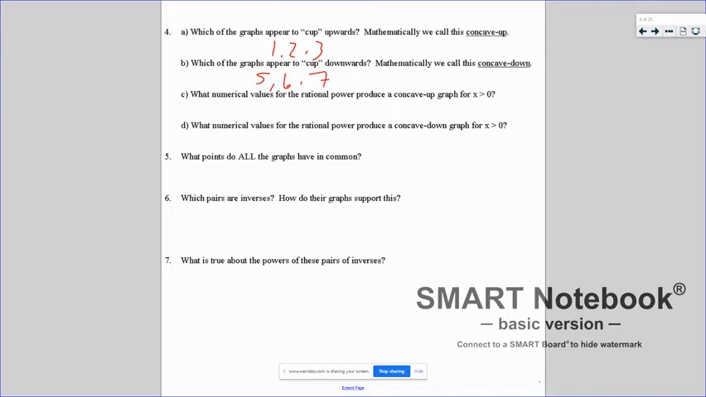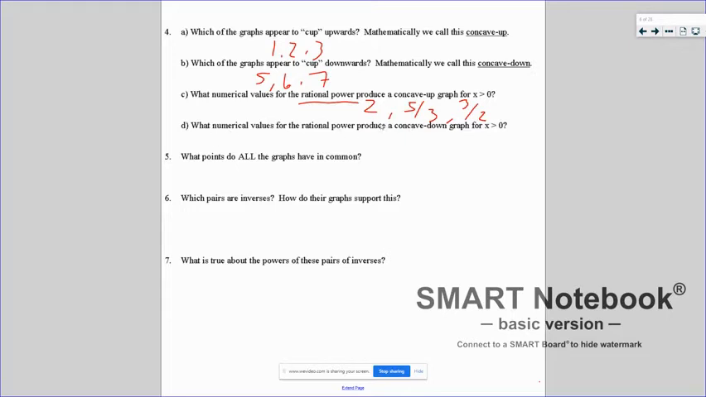What numerical values for rational powers produce that concave up graph when I'm over at x is greater than 0, so in the first quadrant? What values of the rational power? So the exponents. The exponents were 2, 5/3, and 3/2.